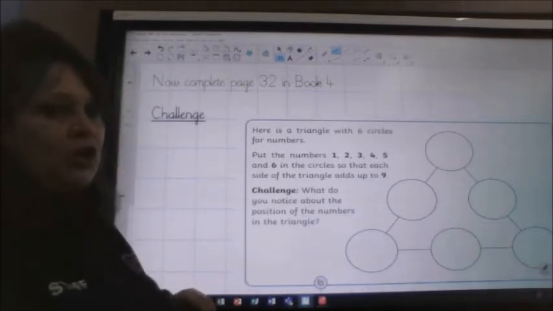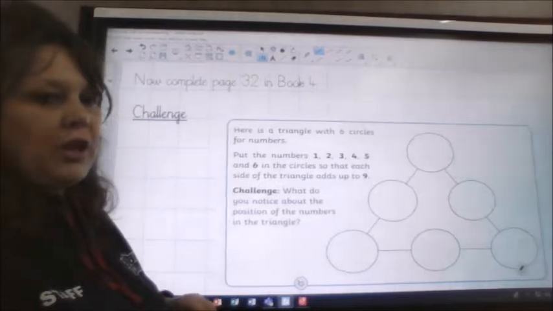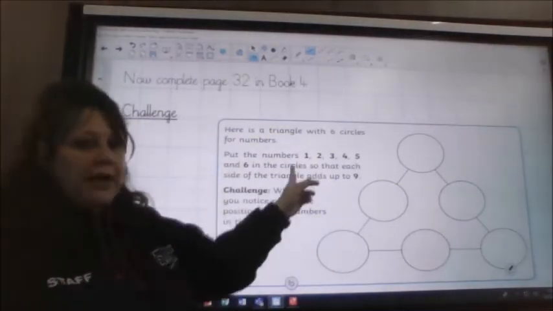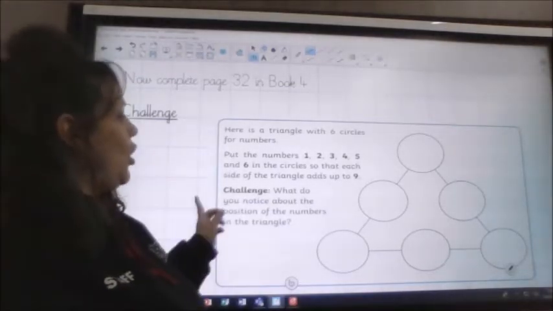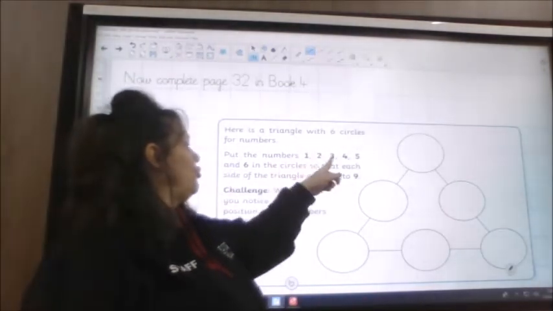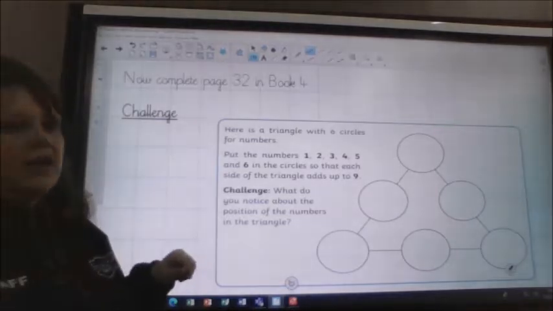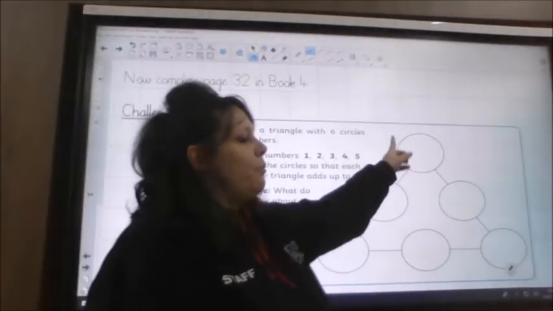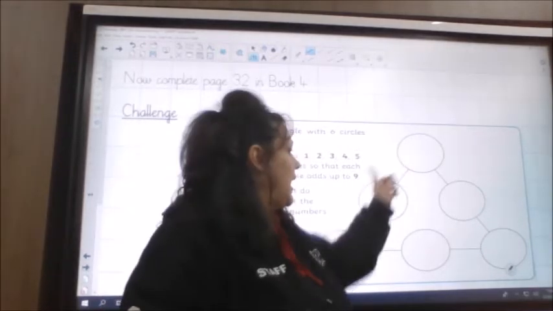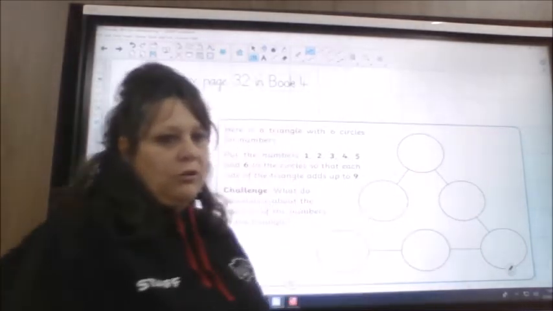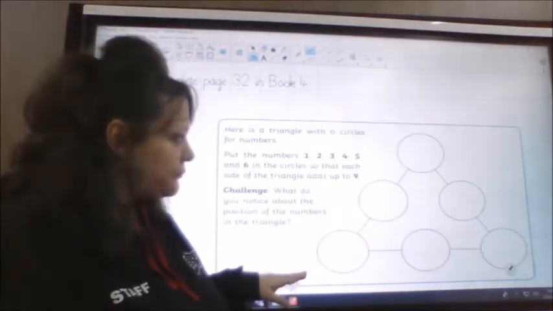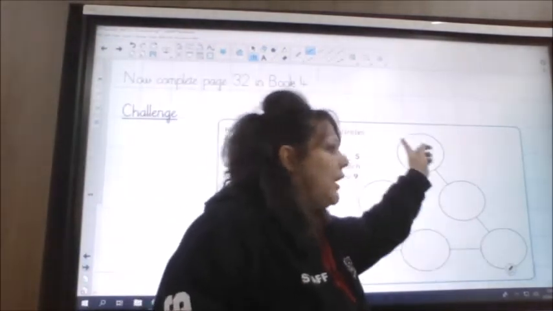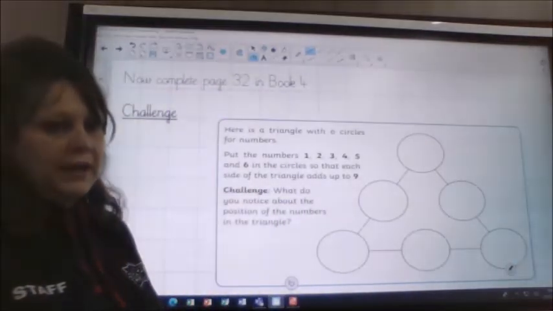Finally, you have a challenge, and your challenge is you've got a triangle, and what you've got are the digits, the numbers 1, 2, 3, 4, 5, 6. You have got to place those numbers, and you can only use each number once, in one of those circles so that each of the sides of your triangle totals 9.